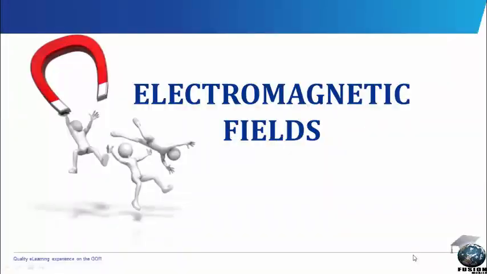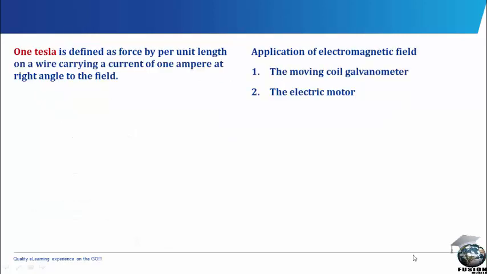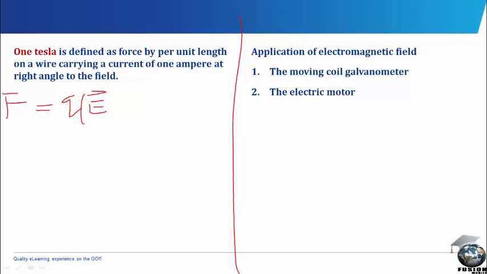Today we are handling electromagnetic field. Without wasting our time, I would immediately like to make a mathematical definition of electromagnetic field. In electromagnetic field, mathematically it is given as F equals Q brackets E as a vector plus V as a vector cross B as a vector. E is electric field, V is velocity, and B is magnetic field.